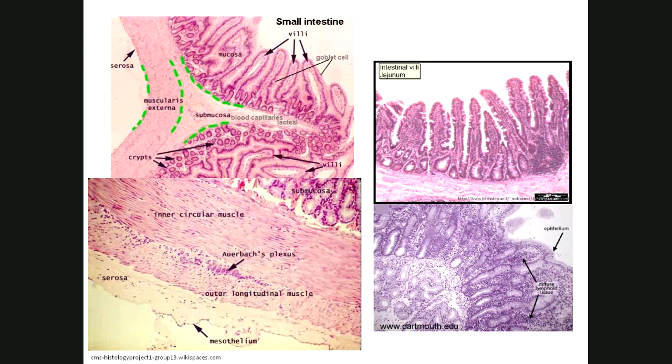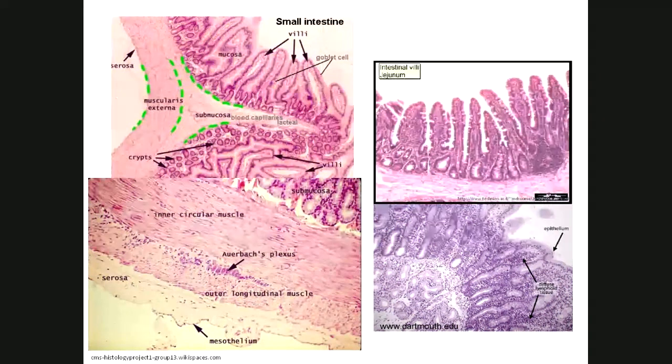And you see here the nerve plexus, or back plexus, that exists between the inner circular muscles and the outer longitudinal muscles. We have the serosa, which is a loose, areolar connective tissue, and this teeny layer over here is the mesothelium, which is a simple squamous epithelium.